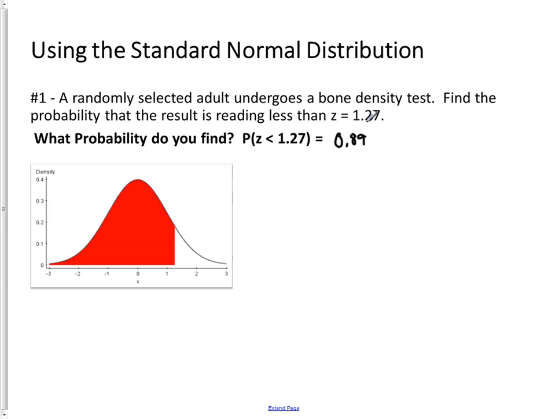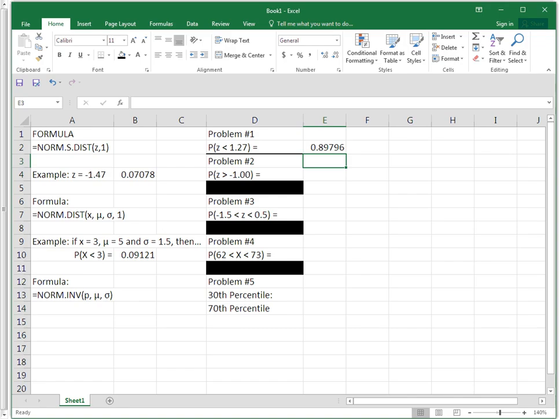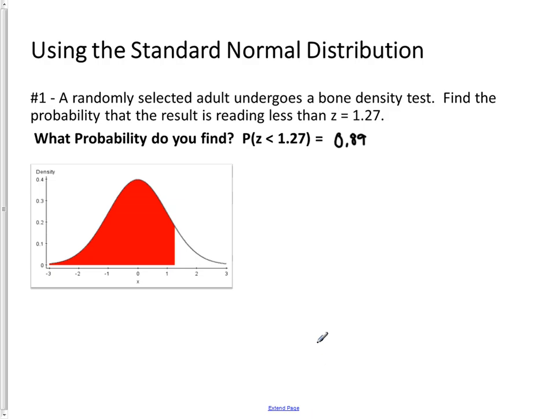So if I round that, I'm looking for 4 decimal places. Let's go back to my Excel table right here. 0.8979. Well, that's going to be 80 here when we round it. So we're going to put 8 and then 0 here. And this is my probability. So I've got an 89% chance, 0.8980 probability of finding an adult that has a bone density less than 1.27.